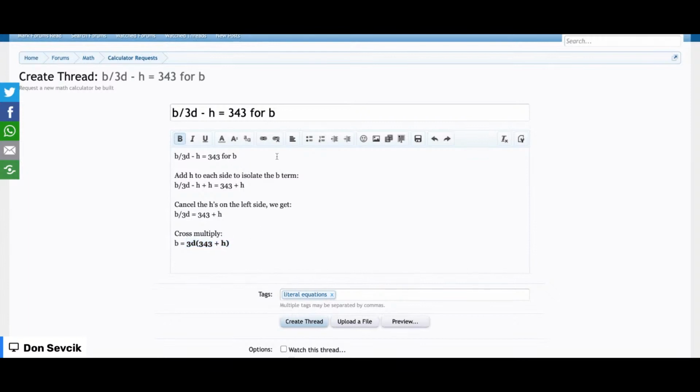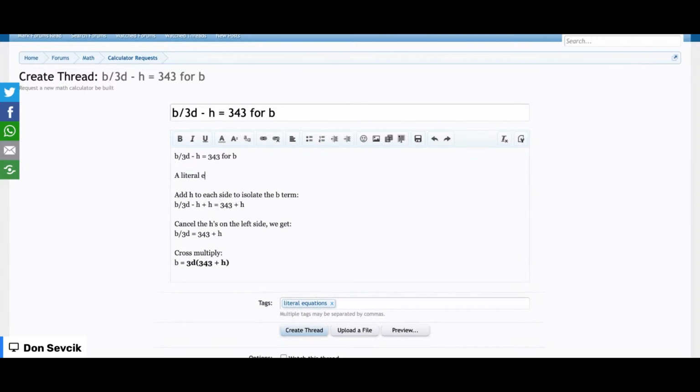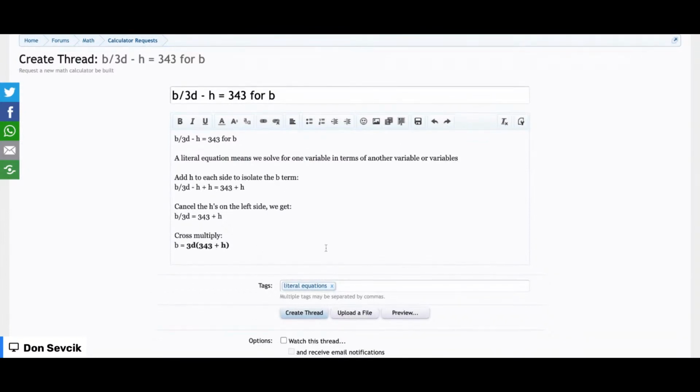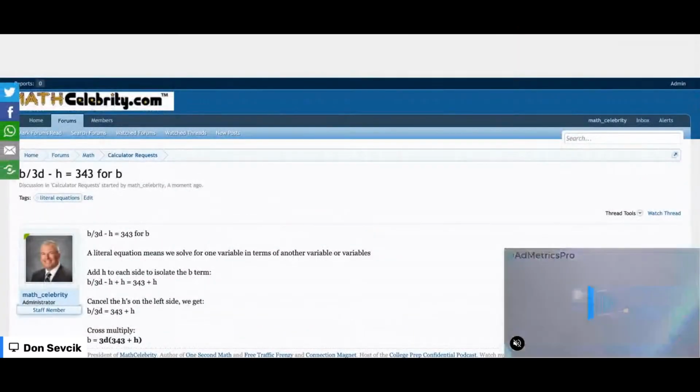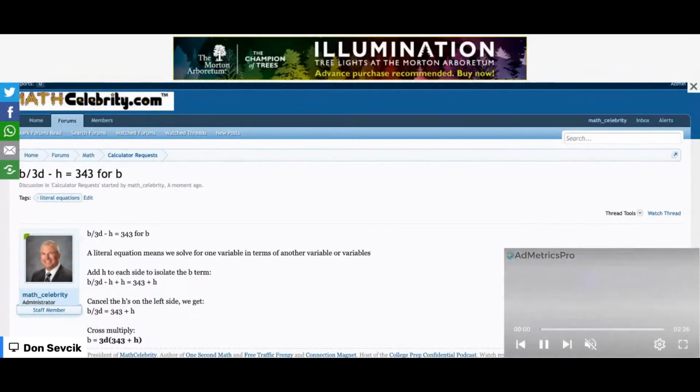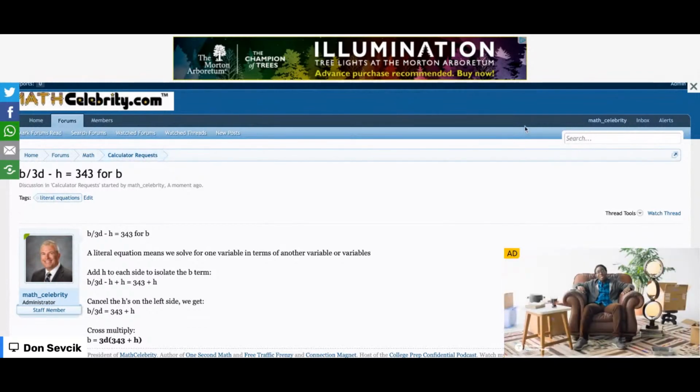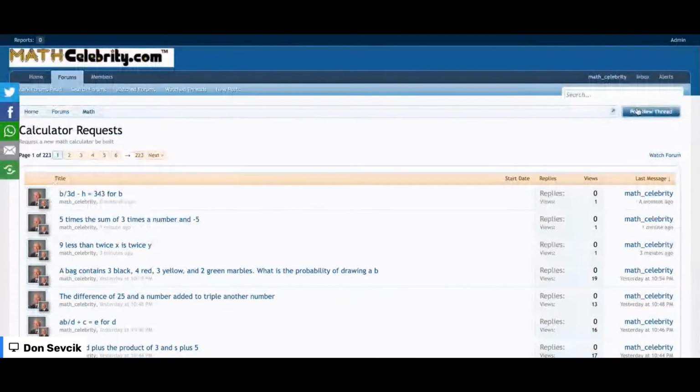If you don't know, a literal equation means we solve for one variable in terms of another variable or variables, in this case 2. That's how I knew right away that this was a literal equation problem. And while we're on the literal equation tip, let's jump into another one. This one's a little bit easier. There are fewer steps.